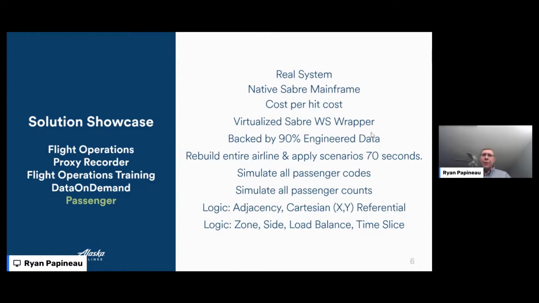Cool things here for us as an airline are simulating all passenger codes. There are special business rules for disabled seats, or if there's a wheelchair or oxygen or pets in cabin or pets in cargo hold or dangerous goods, where to store them on the aircraft. This allows us to test all of those cool scenarios that we need for this flight operations weight and balance system. Also, these other neat capabilities we have, since it is essentially a table, we could do adjacency and Cartesian and referential seat mapping to load up new rules.